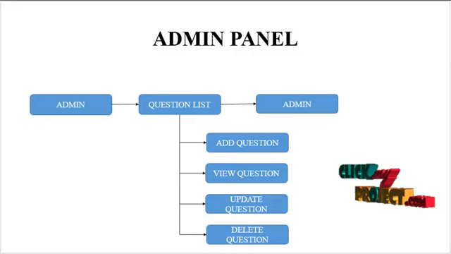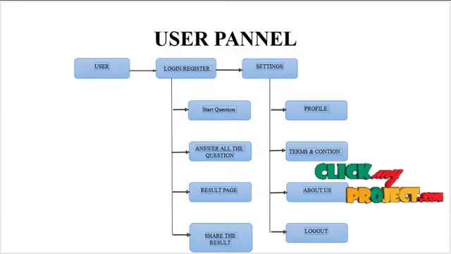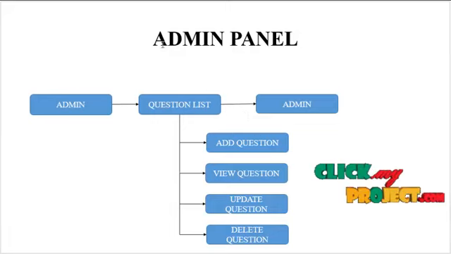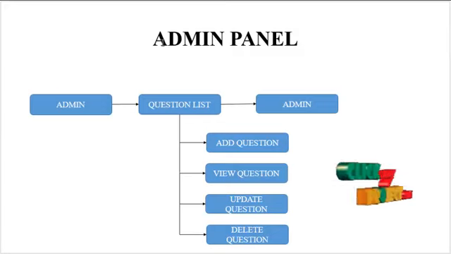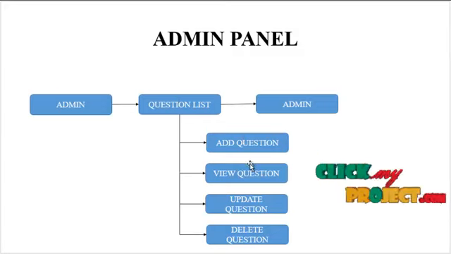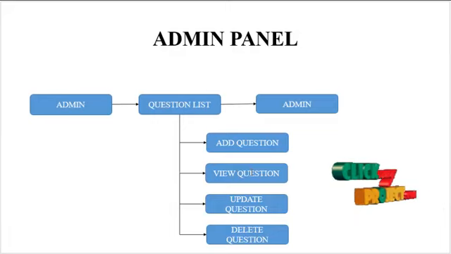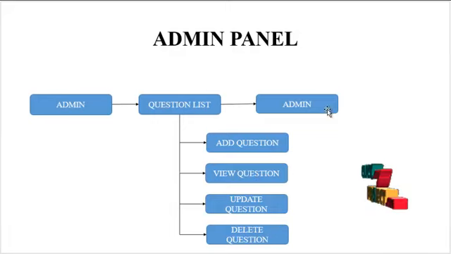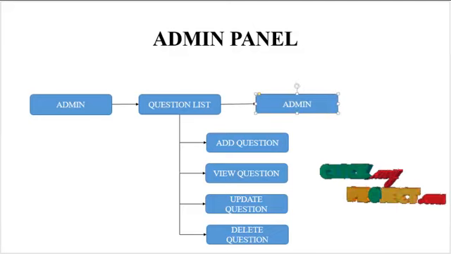Let's see the flow diagram of our admin panel and the user panel. First of all, the admin adds the question list. First view the main page, the admin has a login screen. Then enter the username and password, then go to the admin question list. Then add the question list, and view and update the questions. If you want to change the answer, questions, or options, then easily update the questions, and finally delete the questions. This is all the admin panel.